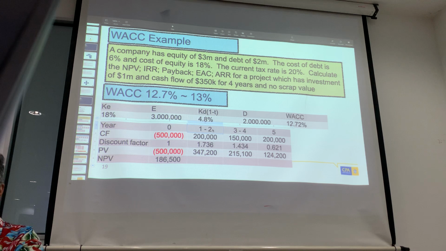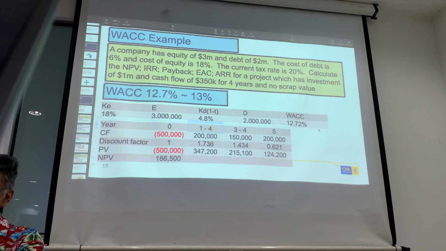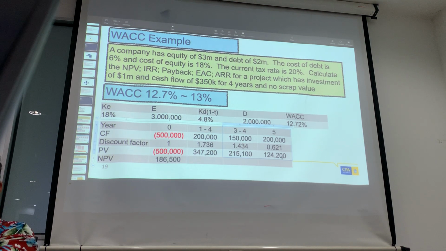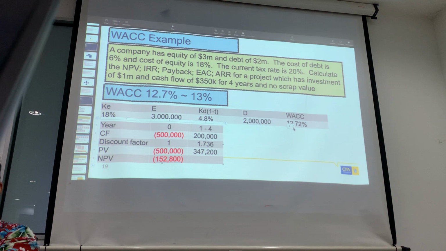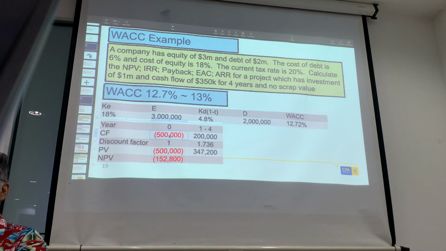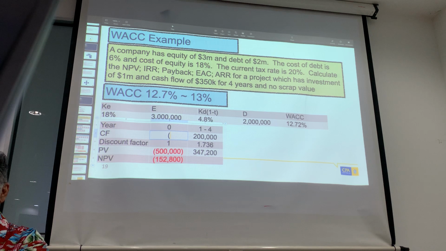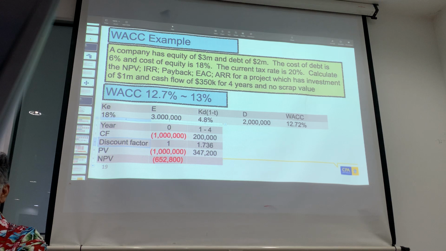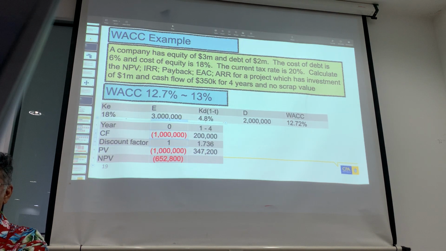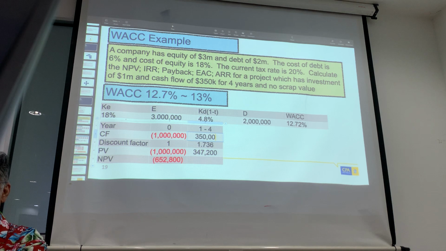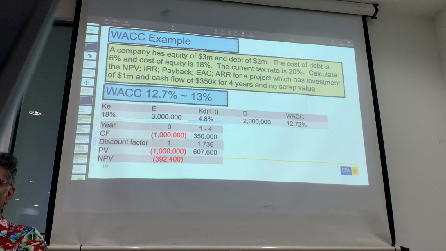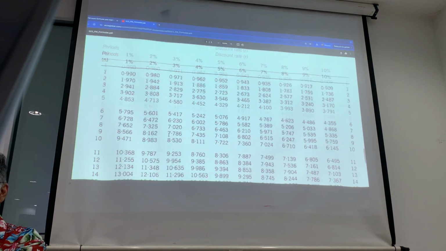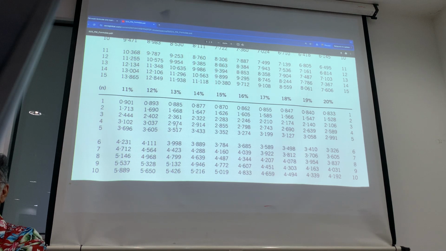Year 0, then 1, 2, 3, 4, right? Am I right? You do it like that? Okay, and then you put here minus 1 million. And here you put 350,000. 350,000, yes. And then here you get 0.124 for 3 years. You get the discount factor. Yes, 2.974.